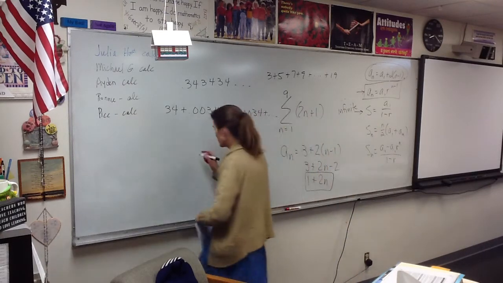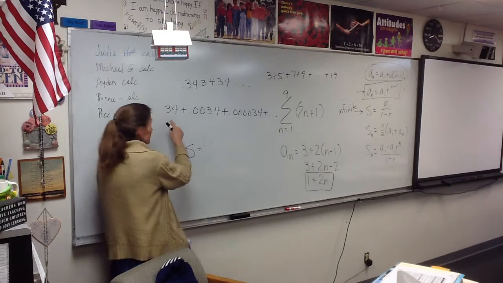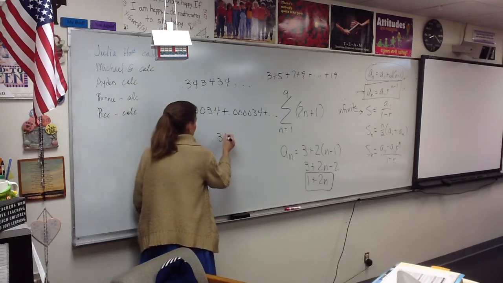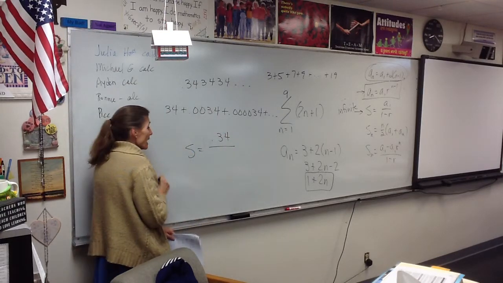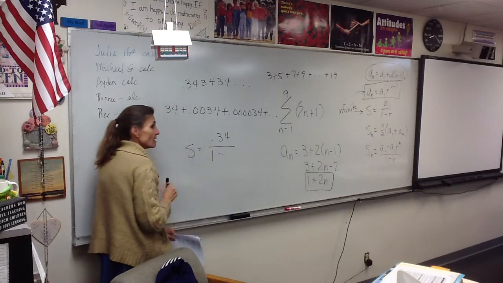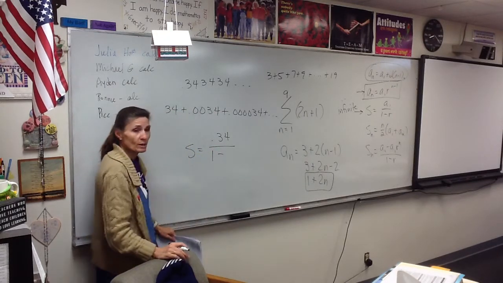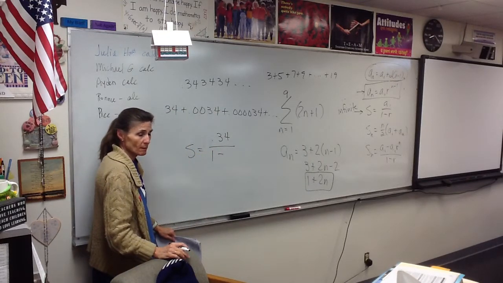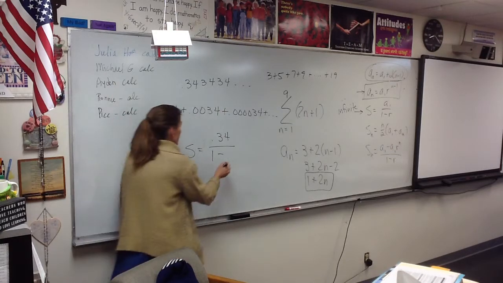Our formula says we take the first term and divide it by 1 minus the ratio. And what did you say the ratio was? What did I multiply by? 1/100.